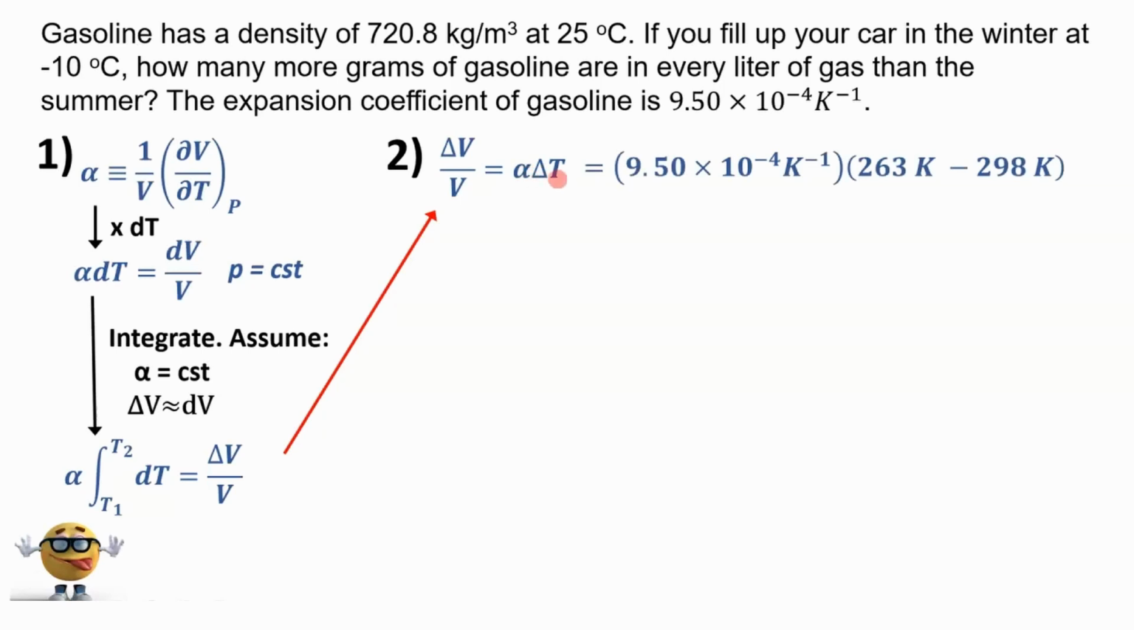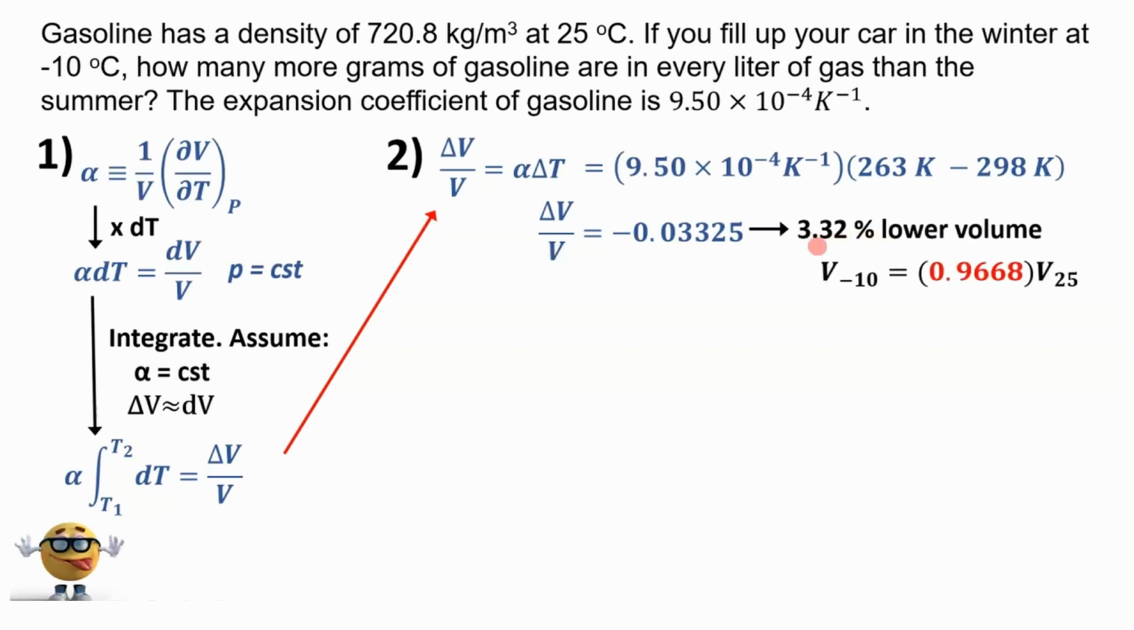Now at this point, we can plug some things in. We know what the value of the expansion coefficient is. That's given here. We know what the change in temperature is, final minus initial. We're in Kelvin here. I don't have to convert to Kelvin because it's a change, but it's always good practice just to convert to Kelvin anyways. If you're in Kelvin, you'll usually never go wrong. So this gives us a delta V over V equals negative 0.03325. So the change in the volume is a little over 3% smaller, so about 3.32% lower volume.